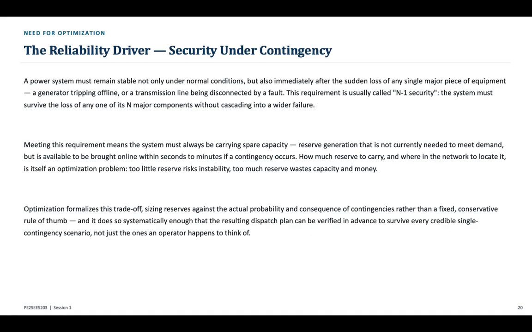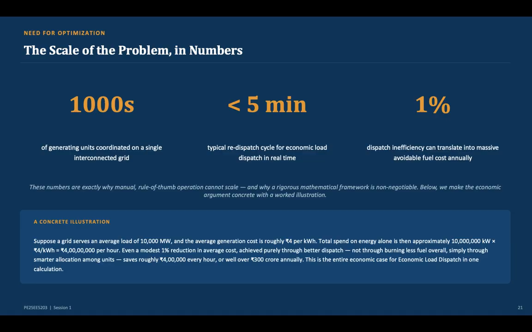Optimization formalizes this trade-off, sizing reserves against the actual probability and consequence of contingencies rather than a fixed conservative rule of thumb. And it does so systematically enough that the resulting dispatch plan can be verified in advance to survive every credible single contingency scenario, not just the ones an operator happens to think of. So what is the need for optimization?